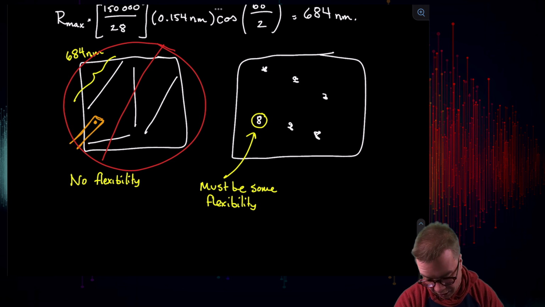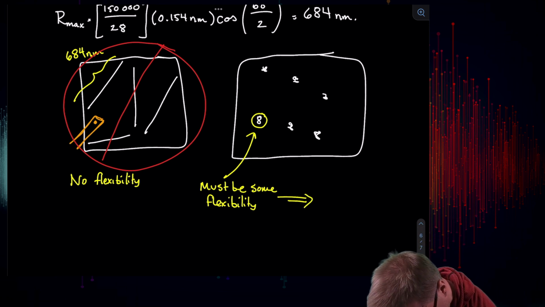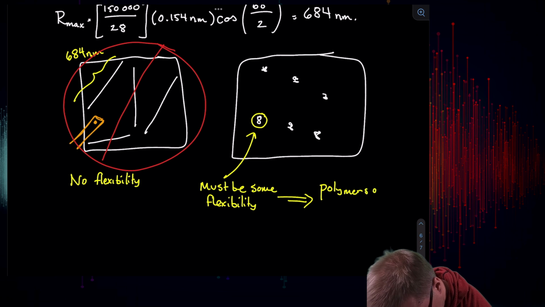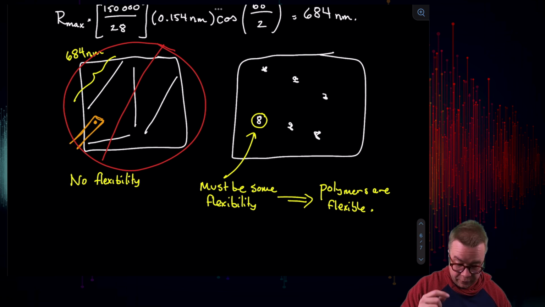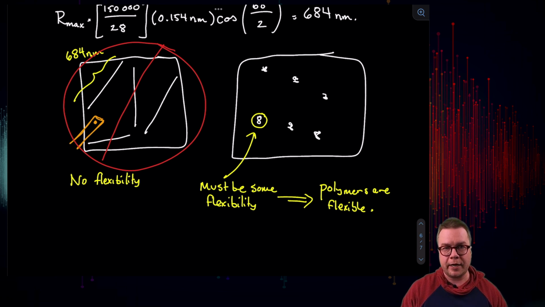Okay, so for a lot of polymers, not all of them, but for a lot of them, this means that polymers are flexible. And so for the remainder of this video, I want to talk about, first of all, why are they flexible? What is the mechanism that gives rise to the flexibility? And then second, what does this mean for calculating the actual size of the polymer chain?